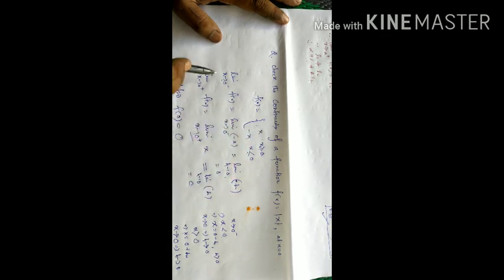So finally, left hand limit is equal to right hand limit is equal to f(0). All are the same. So LHL, right hand limit is equal to what? f(0). Therefore, f is continuous at x equal to 0. Okay. Finally, what we get? f is continuous: left hand limit is equal to right hand limit is equal to f(0), and therefore f is continuous at x is equal to 0. In this way, we can check the continuity of a function at a particular point. Okay.